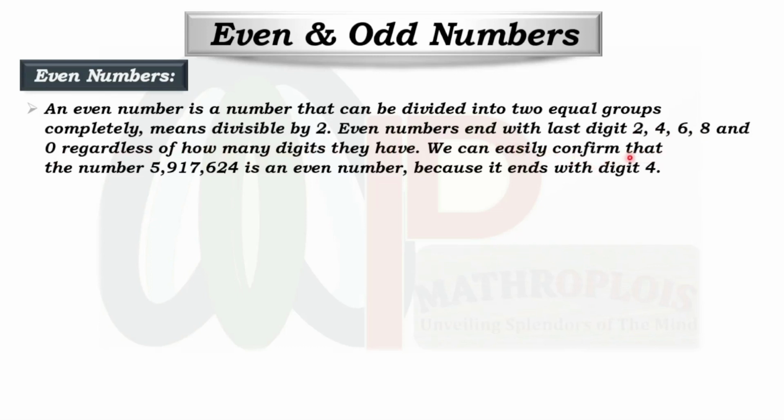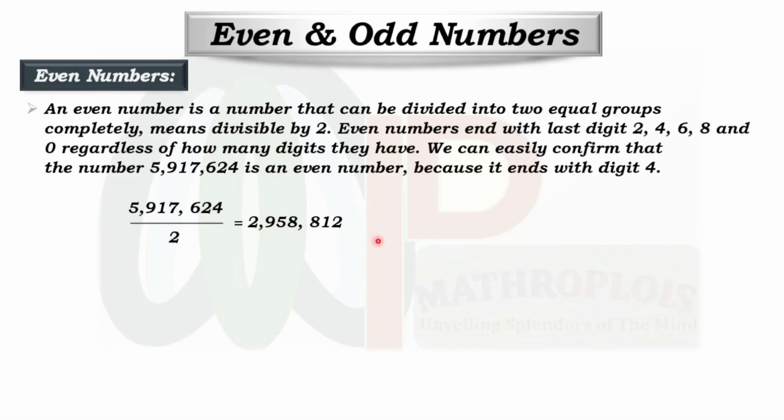We can easily confirm that the number 5,917,624 is an even number because it ends with digit 4. Let us check divisibility of 5,917,624 by 2. It is equal to 2,958,812. It means it is divisible by 2.